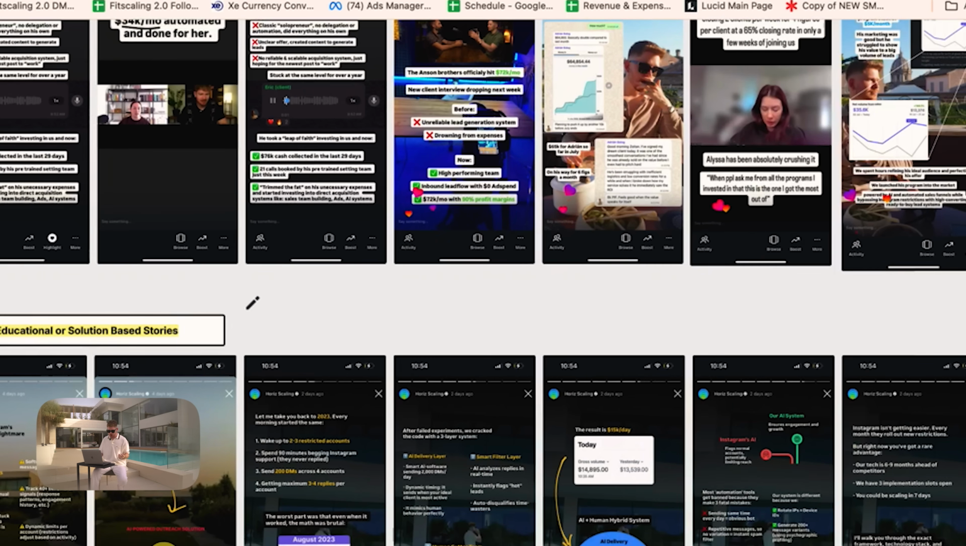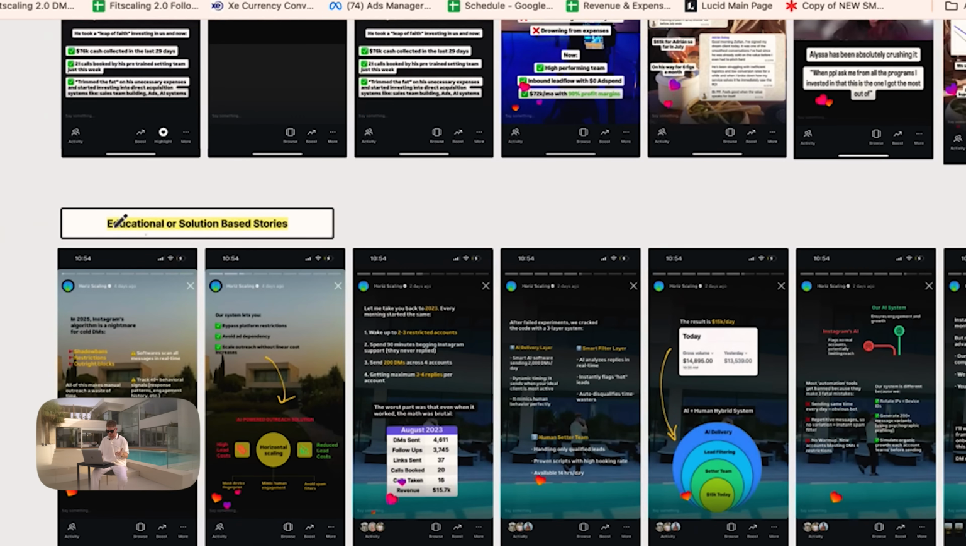Educational or solution-based stories, very important as well. This is another style of stories that we do. We break down our systems, we break down our mechanisms, we break down how we actually get results for our clients and how we are getting results ourselves, which is extremely important, okay?